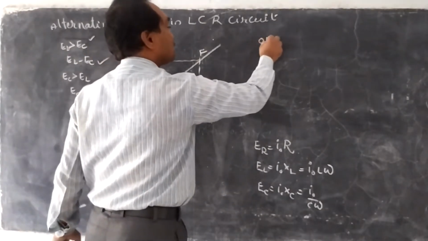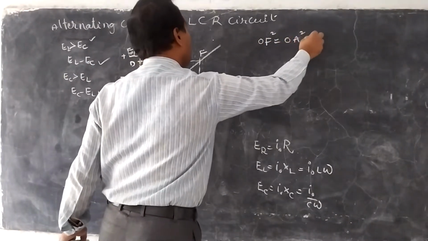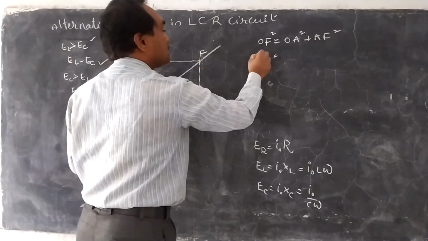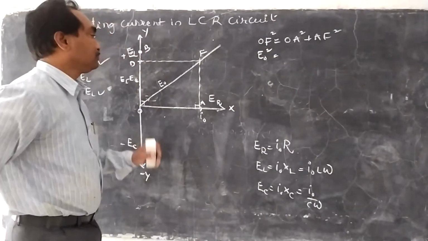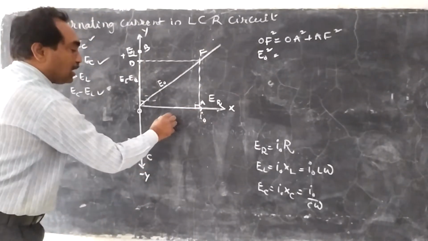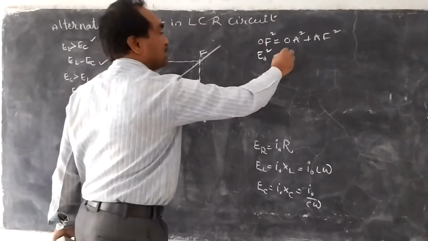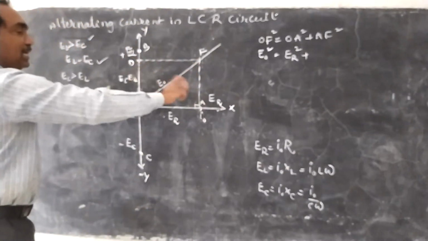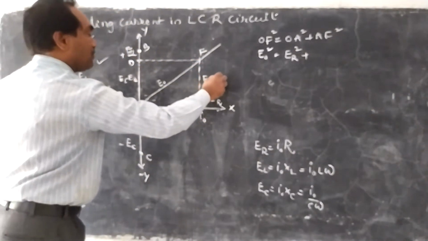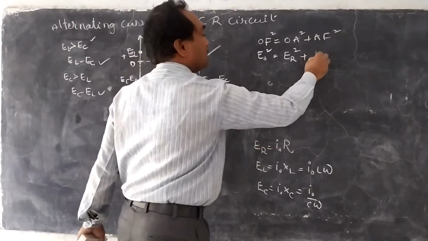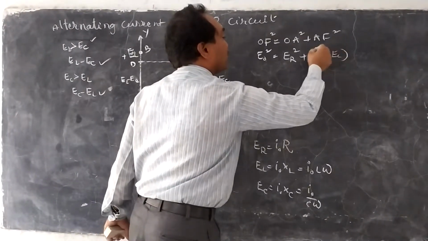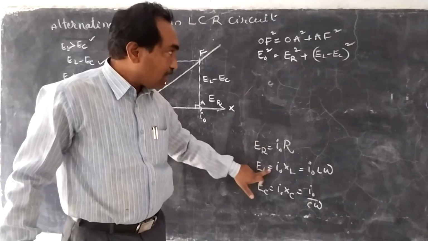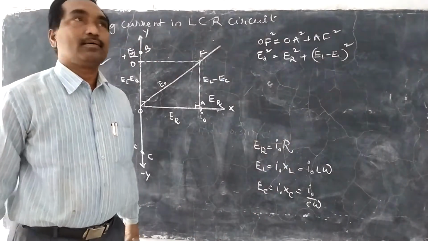OF square is equal to OA square plus AF square. We know OF is equal to E naught, so E naught square is equal to OA, which is ER, that is the voltage across the resistance, whole square, plus AF, which is equal to OD, that is EL minus EC, whole square. When we substitute the values of ER, EL and EC, then what happens?